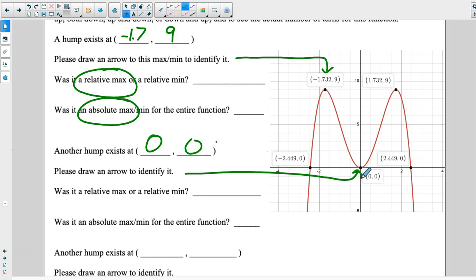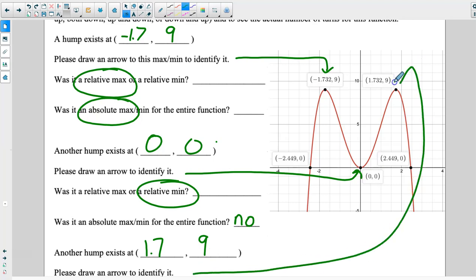Relative max or relative min? Minimum, yeah. And then, is it the lowest point of the entire graph? No, it's not. So I'm just going to put a note right here. The last one then I'll just put down is 1.7 and 9. Draw my arrow over to it.